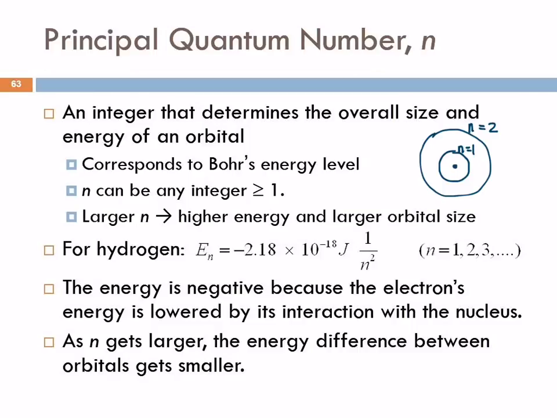So as n gets larger, the energy of the electron gets larger. And we also see that the difference in energy between the orbitals gets smaller. And that has to do with this math function.